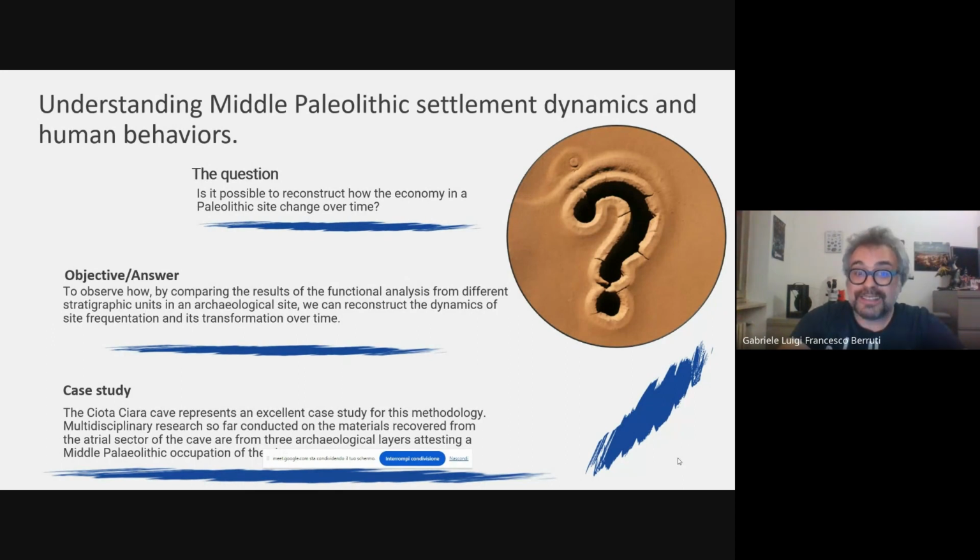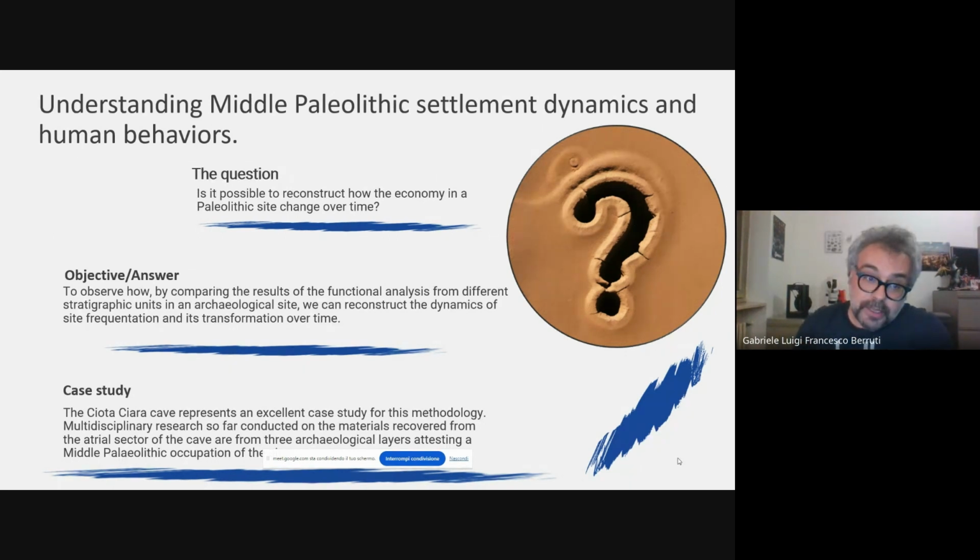After this, you must have in your mind an objective, an answer. And the answer in this case is, okay, I try to make the reconstruction through use-wear analysis. After this, you need a case study, because you can apply your question and your answer to a case study. In this case, we study the Ciota Ciara Cave.